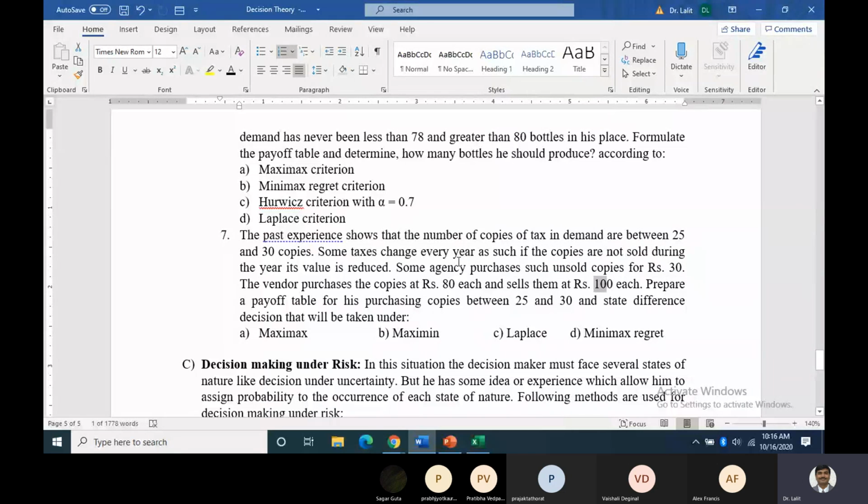देखो अभी टैक्स बुक है, टैक्स स्ट्रक्चर हर बार चेंज हो रहा है हर साल. तो जो बुक अनसोल्ड है, okay, so the unsold books will be sold at rupees 30 per copy, right? So you have to consider these three factors to generate payoff matrix, right? अब यहाँ पे डिमांड कितना है? डिमांड इज वेरिंग फ्रॉम 25 to 30 कॉपीज. okay.